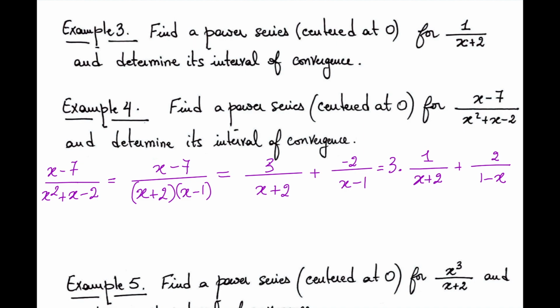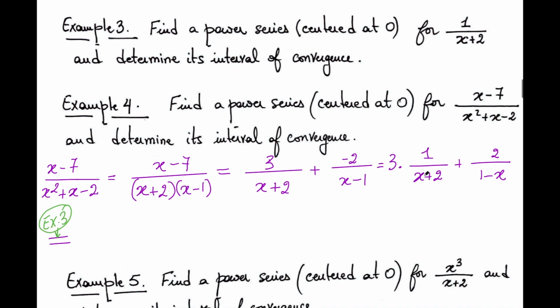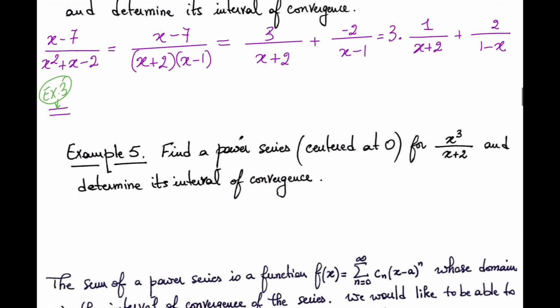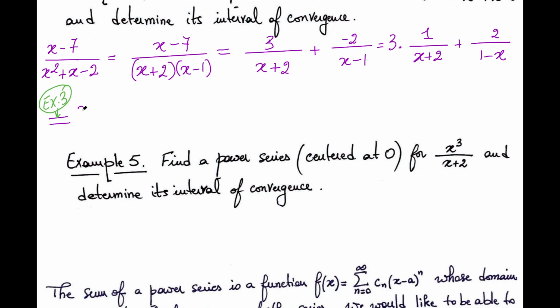Okay, and by example 3, what's the power series representation centered at 0 of this guy? Well, we've done it here below, right? It's this guy. So I'm going to take this guy and copy it. So that's going to be 3 times the series that starts at 0, minus 1 to power n, divided by 2 to power n plus 1, x^n. Okay, so that's the power series centered at 0 representation of 1 over x plus 2, plus 2 times the power series representation of 1 over 1 minus x.